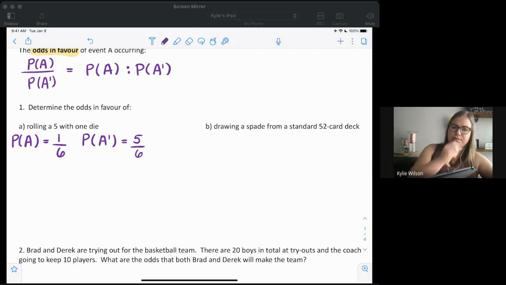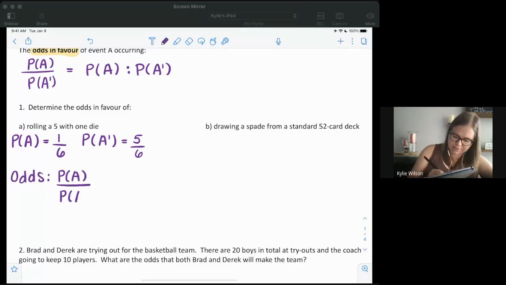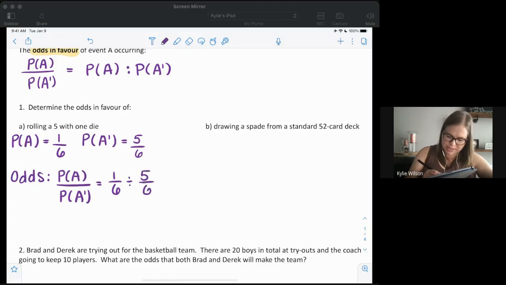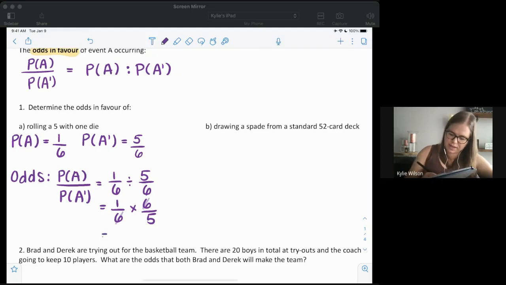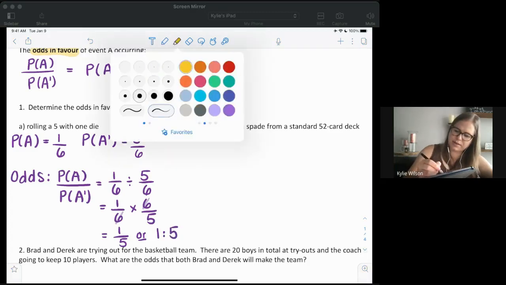So to find our odds, we take our probability of A divided by our probability of A complement. That gives us 1/6 divided by 5/6. When we divide fractions, we flip the second one and multiply. You'll notice that these 6's cancel, and we have 1 over 5, or 1 to 5, as our odds.